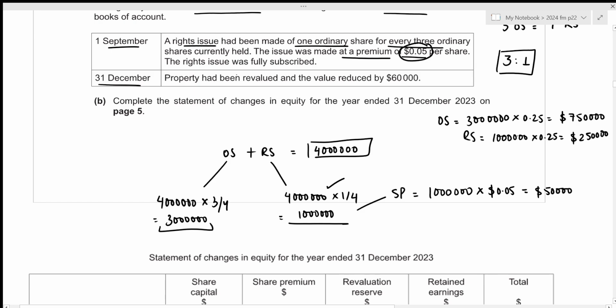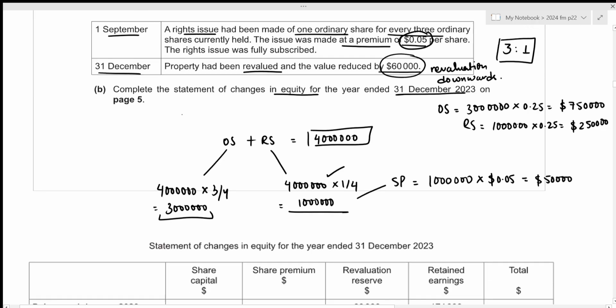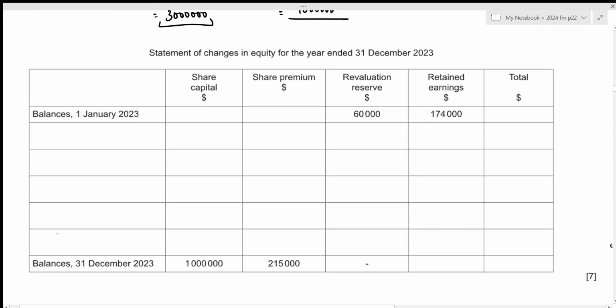Then at the date of 31st December, property had been revalued and the value reduced by 60,000. So in this case, 60,000 is the revaluation downwards. We need to subtract it from our revaluation reserve. Now we need to complete the statement of changes in equity for the year ended 31st December 2023 on page 5. Okay. So right here we have the balances at 31st December 2023.